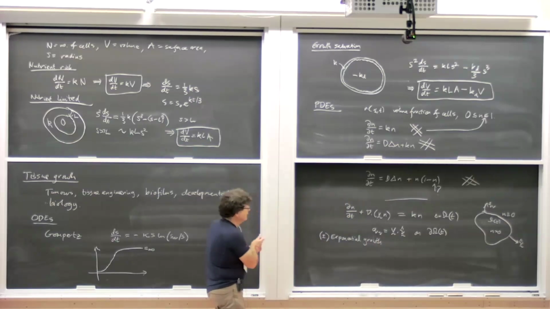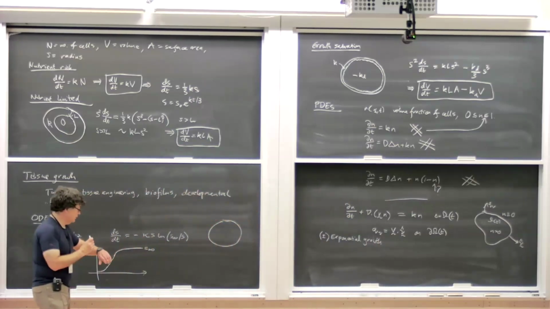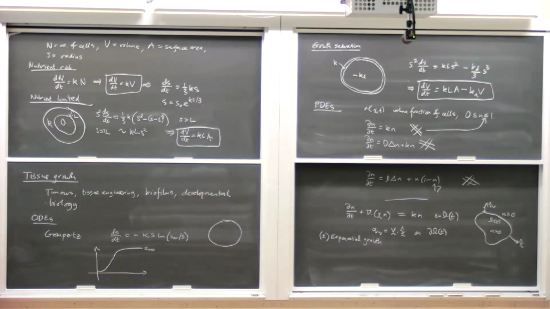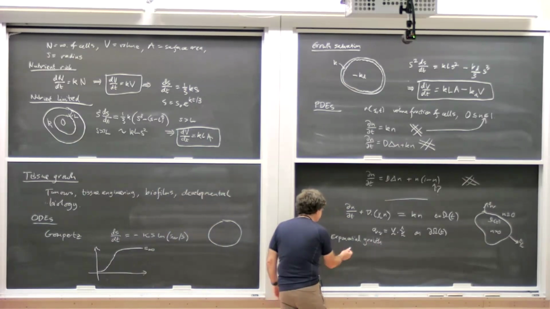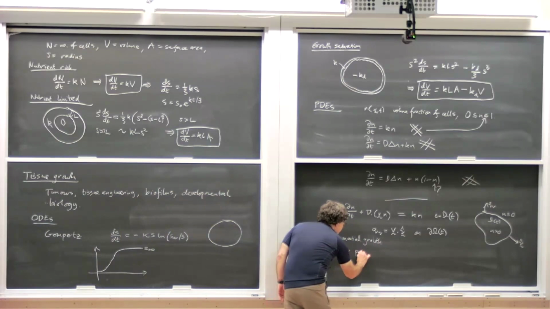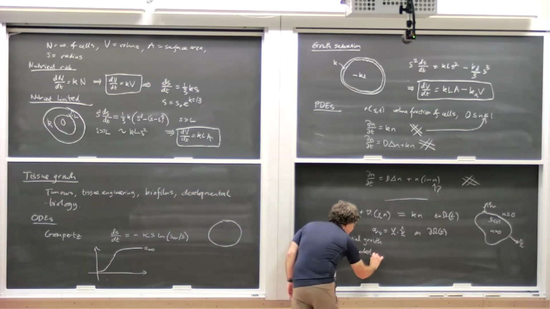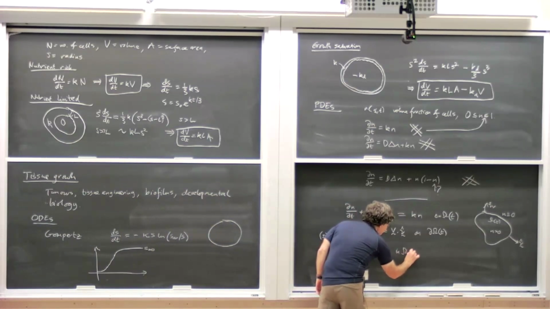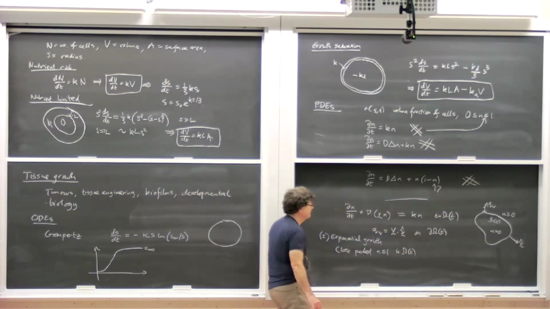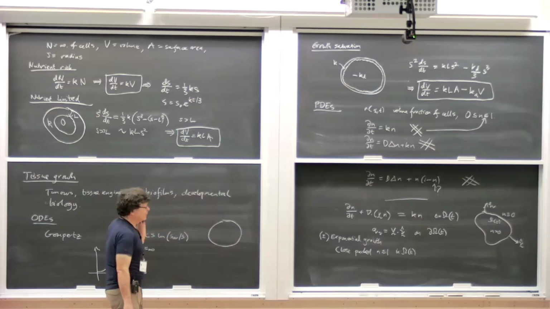I'm going to break it into 2. The first case is to add 1 extra equation by making the cells close packed wherever they exist. In other words, the volume fraction n is 1 inside the tissue, omega of t. So that's 1 extra equation.